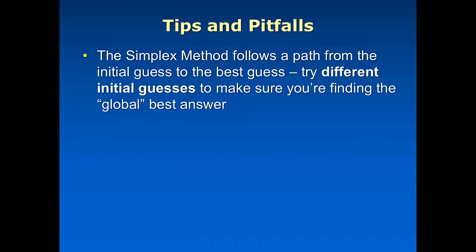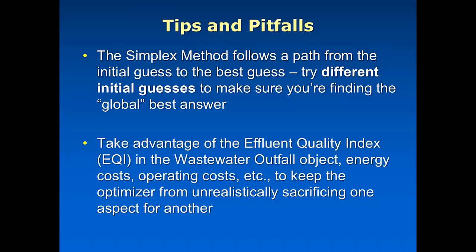So the simplex method really follows a path from that initial guess that you've given to what it thinks is the globally best answer. And so it's worthwhile trying a number of different initial guesses. And by that I mean the initial settings that you've built into the model for the parameters that you're allowing it to optimize. Starting out from different places can sometimes get you to a different optimal answer.